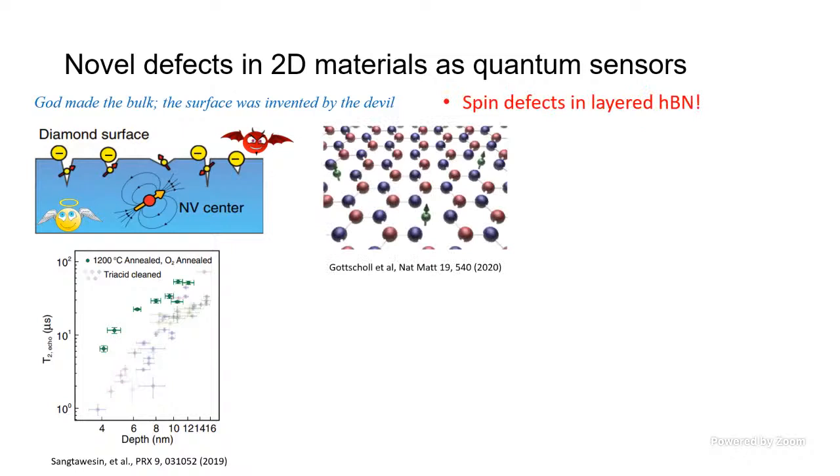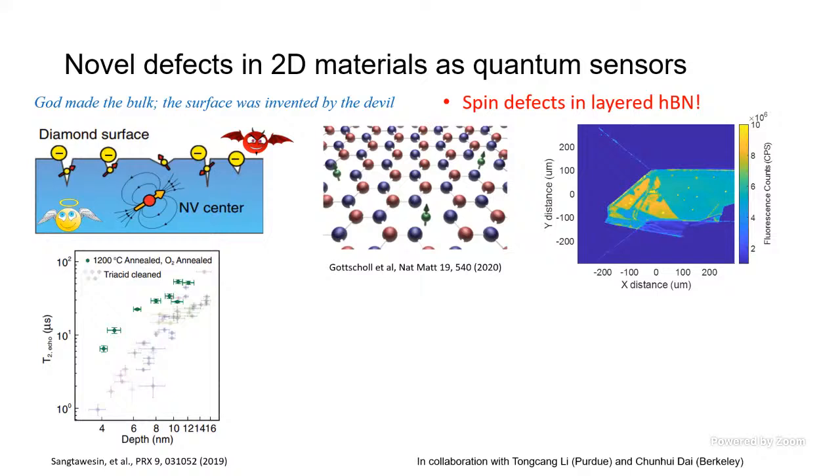So recently, another alternative is, why don't we make the defects directly live in a 2D world, in 2D materials? Layered materials, so that we don't need to worry about the surface termination. And it turns out this was discovered about 2 years ago, a spin defect in hexagonal boron nitride. This is a boron vacancy defect, which has properties very much like NV centers.